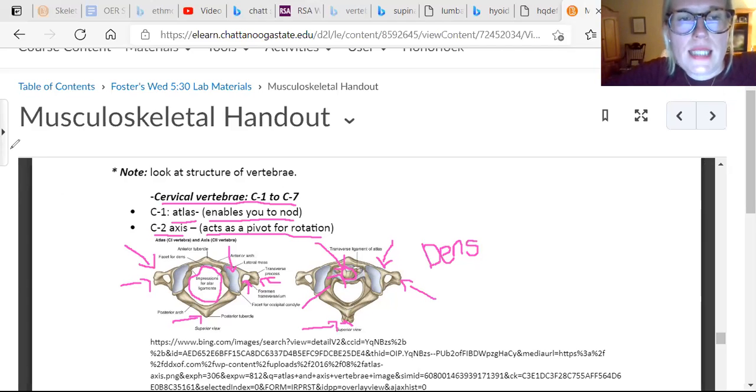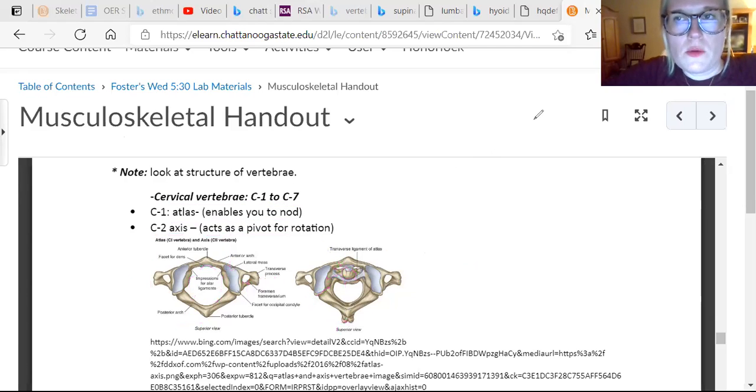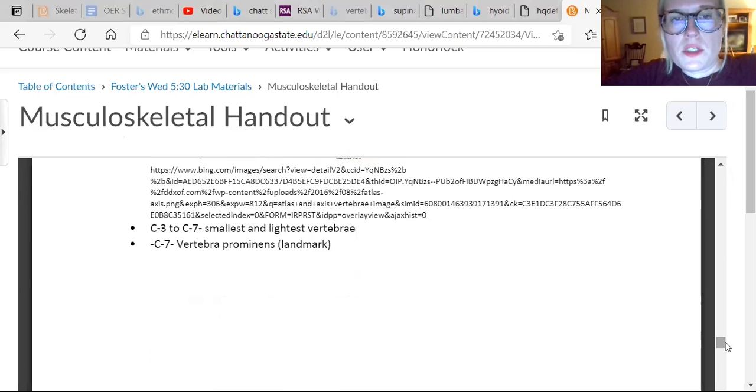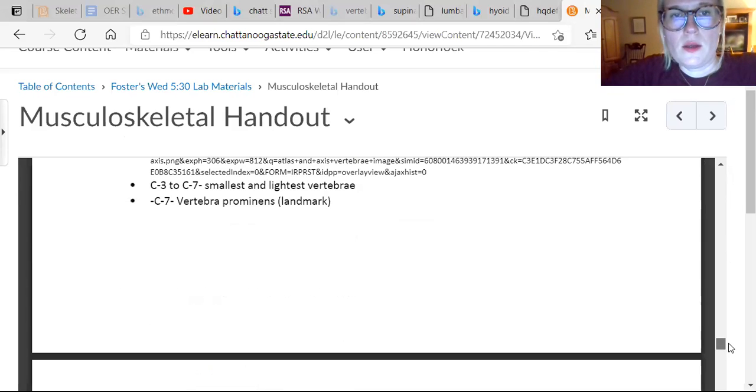So you've got your atlas and axis, C1 and C2, and you have what they do, okay? What's their function? All right. Now, let's scroll down so you can see the rest of them. C3 through C7 are the lightest, smallest vertebrae, and we're going to look at them. And C7 has a landmark that you can point out.